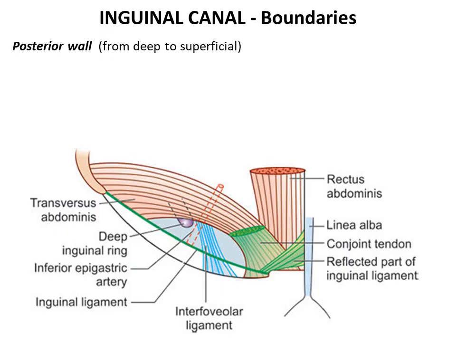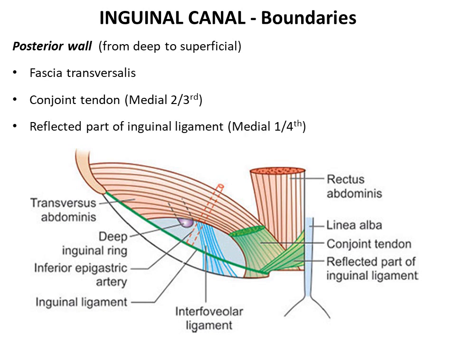The posterior wall from deep to superficial is formed by the fascia transversalis and the conjoint tendon in the medial 2/3. The medial 1/4 also contains the reflected part of the inguinal ligament. Hence, the posterior wall throughout is formed by the fascia transversalis, conjoint tendon in the medial 2/3 and reflected part of inguinal ligament in the medial 1/4.